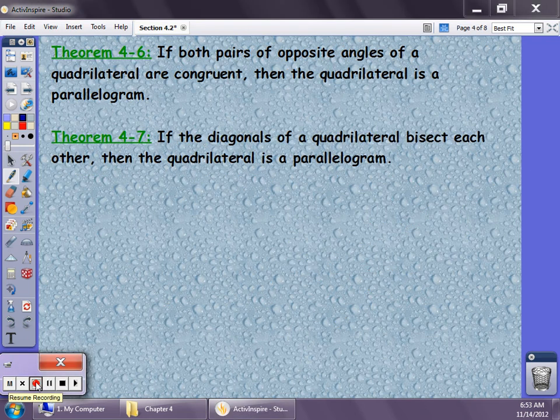The next two ways to prove that a quadrilateral is a parallelogram are theorems 4-6 and 4-7. 4-6 states if both pairs of opposite angles of a quadrilateral are congruent, then the quadrilateral is a parallelogram. The next theorem, 4-7, states if the diagonals of a quadrilateral bisect each other, then the quadrilateral is a parallelogram. So remember, if diagonals bisect each other, at the midpoint, the two segments are congruent. We are actually going to look at these proofs for theorem 4-6 and 4-7 in the next class.